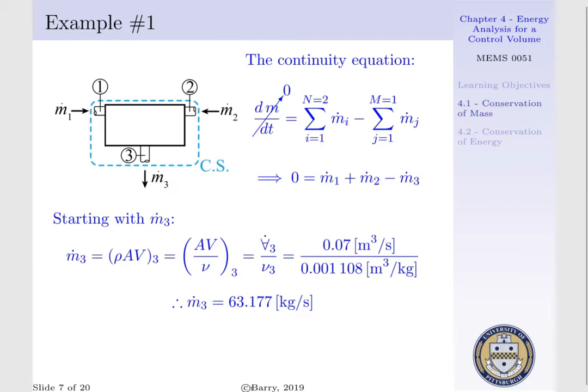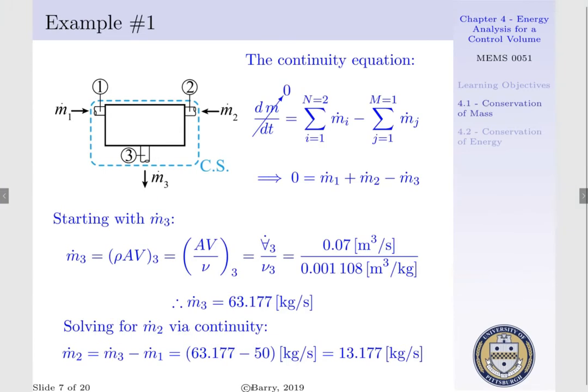If we evaluate this expression, our mass flow rate at state 3 is found to be 63.177 kilograms per second. Now that we have m dot 3 solved for, we can go to our continuity equation and solve for our mass flow rate at state 2. m dot 2 is simply equal to m dot 3 less m dot 1, or 63.177 minus 50 kilograms per second, which gives us a mass flow rate at state 2 of 13.177 kilograms per second.